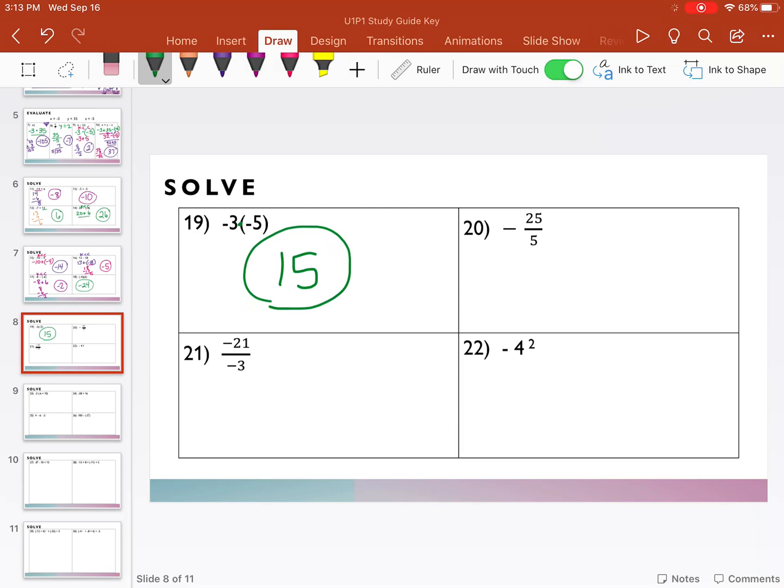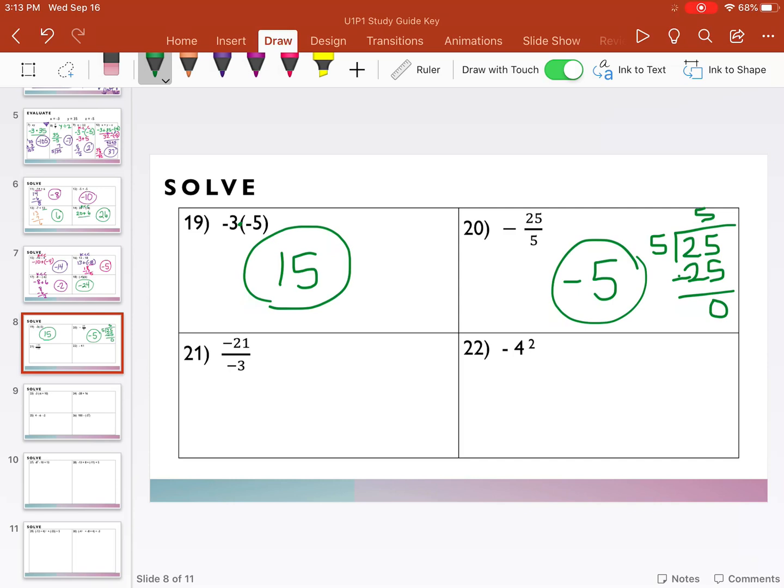Number 20, okay, remember the fraction bar is like division. And this says the opposite of 25/5. So I could just simplify that fraction. 25 divided by 5 is 5. The opposite of that is a negative 5. Okay, again, I did 25 divided by 5. That is how I got that answer.